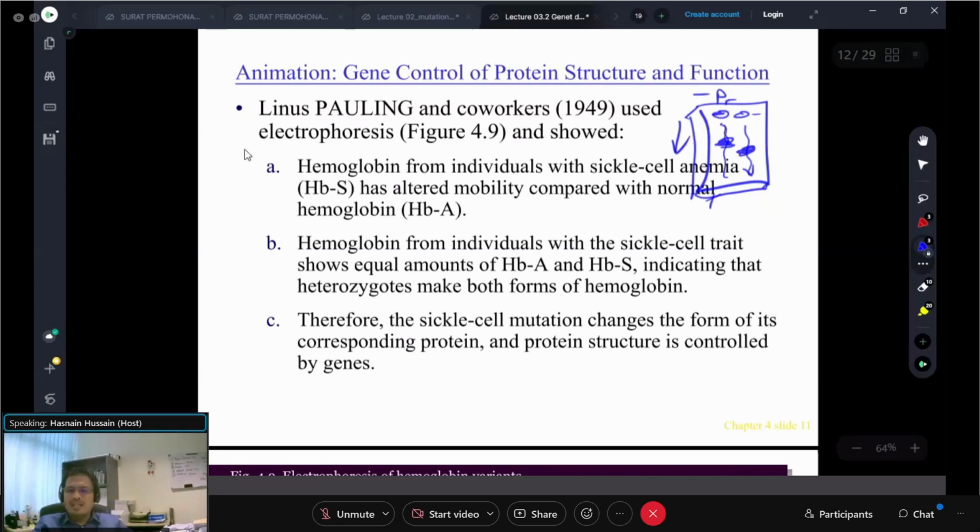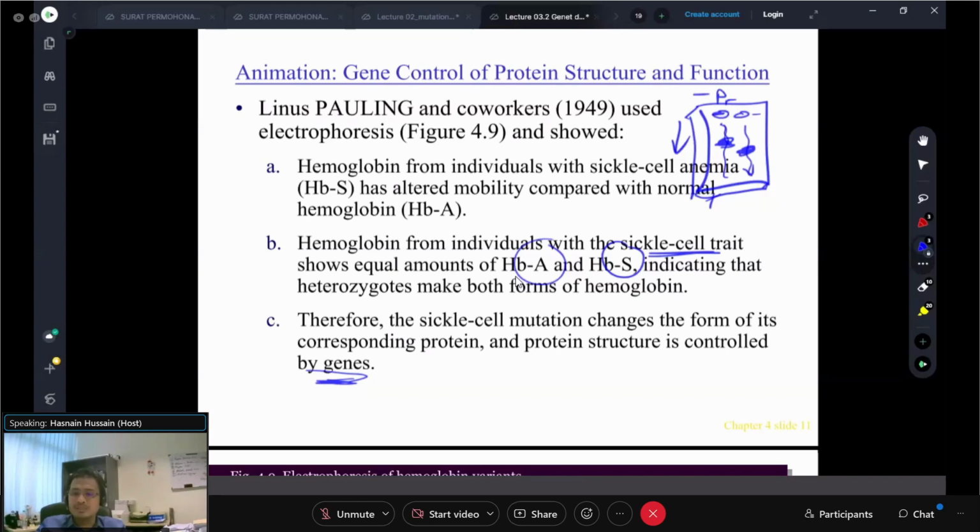Individuals with the sickle cell trait show equal amounts of hemoglobin A and S, indicating that heterozygotes make both forms of hemoglobin. So the sickle cell mutation changes the form of its corresponding protein, and the protein structure is, of course, controlled by genes. Later on, it was found.